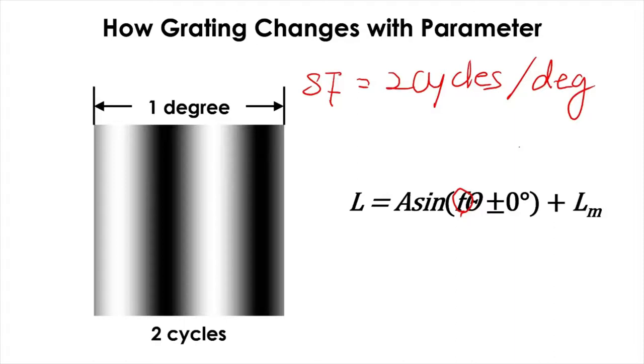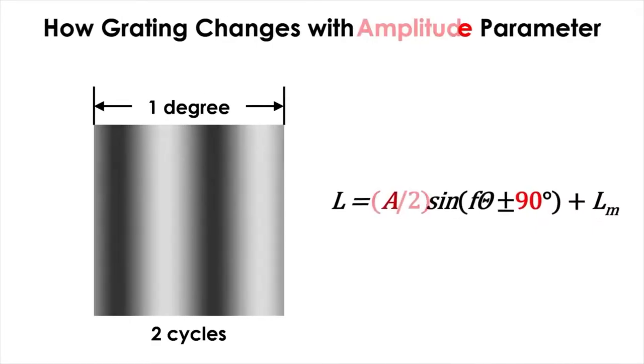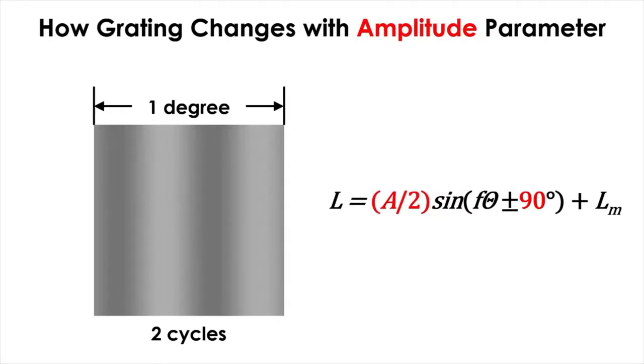Now, if we change this grading in phase, so we're going to change the phase parameter, then look at the location of the light and black bar. Okay, so light bar comes first and then black bar in this original grading. But if we change the phase of this grading by 90 degrees, then you see this change in the location of the peaks and valleys. And now we can change the contrast, the amplitude, which is the difference between the peaks and valleys. So we're going to just change this by half. Then you will see that the contrast of the grading is reduced.